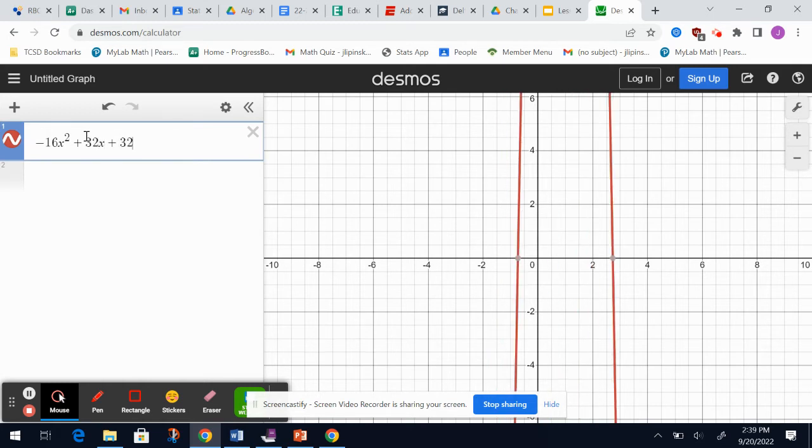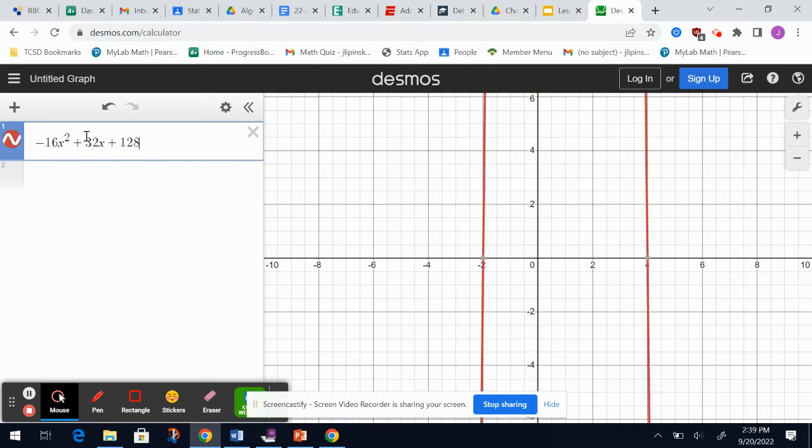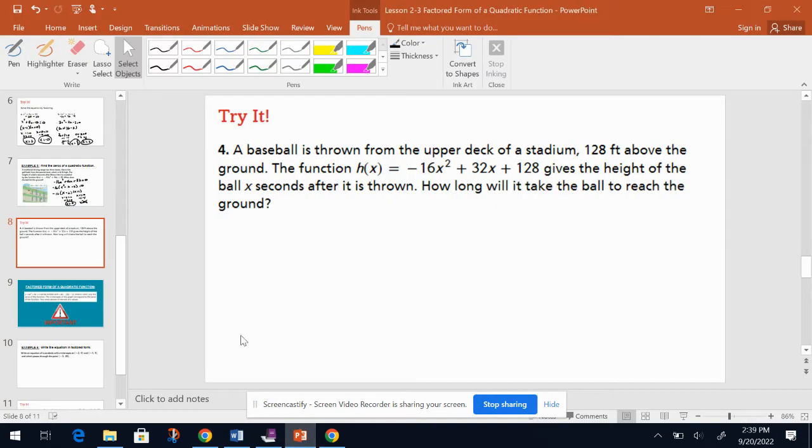That was a plus 128. And of course, it can't be negative. Okay, we're at the top of the building, and it takes 4 seconds. So the answer to that is just 4 seconds. Plug it into Desmos and go from there.